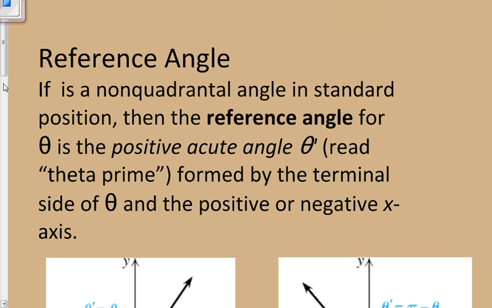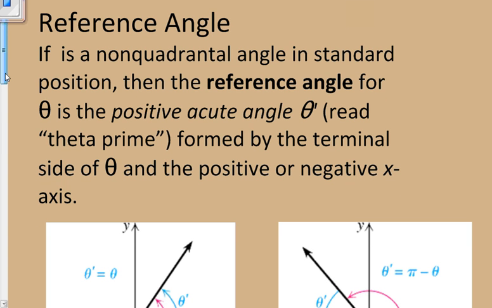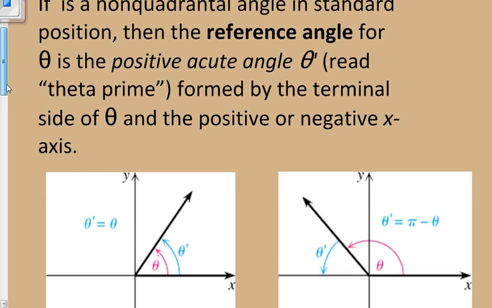about theta. And the positive acute angle theta prime, that's what that little tick mark is, theta prime, is formed by going from the terminal side of theta to the positive or negative x-axis, whatever is the quickest way to go to it. So sometimes it'll be the positive x-axis, and sometimes it's going to be the negative x-axis. So let's take a look at our various quadrants.